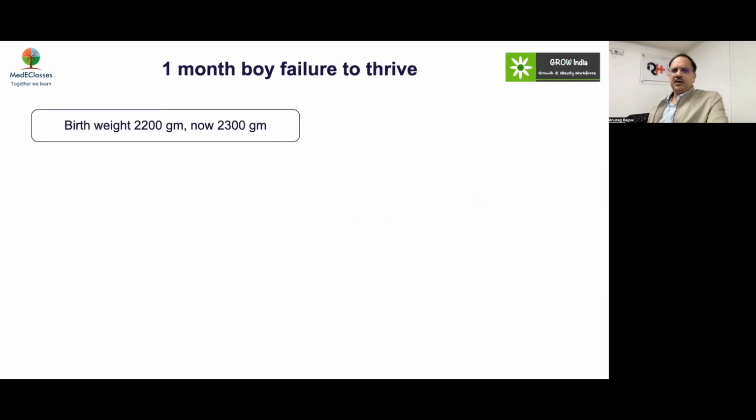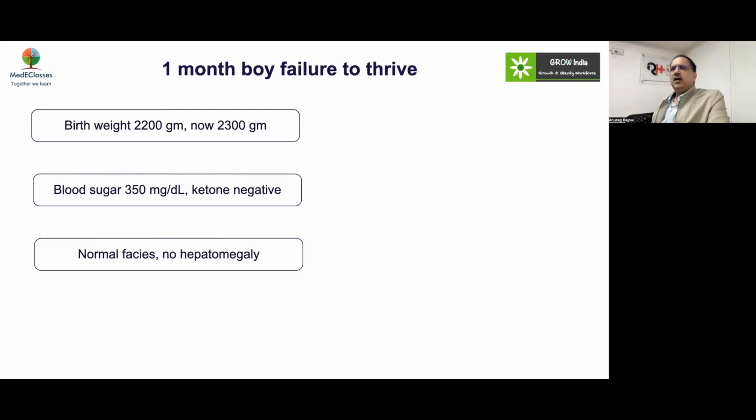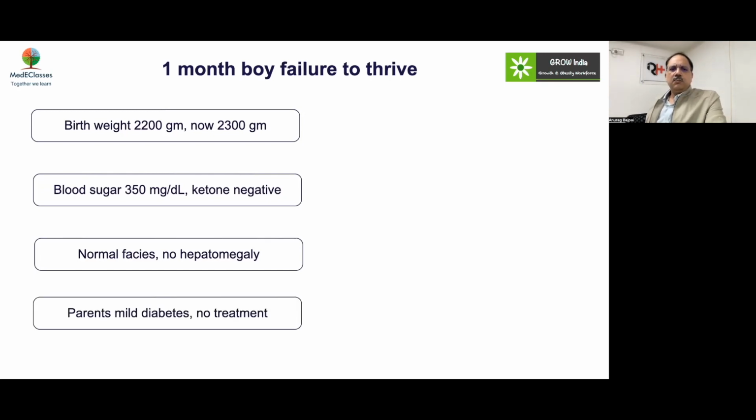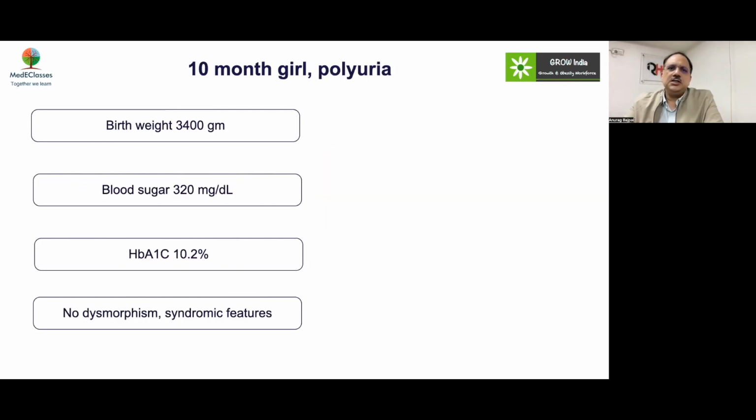1-month-old boy with failure to thrive, birth weight 2200, now 2300, blood sugar is 350, ketone is negative, normal facies, no hepatomegaly, parents had mild diabetes for which no treatment is being done. So what do you think? Yes, so as you discussed, this could be a GCK deficiency, and the targeted panel showed a GCK defect.